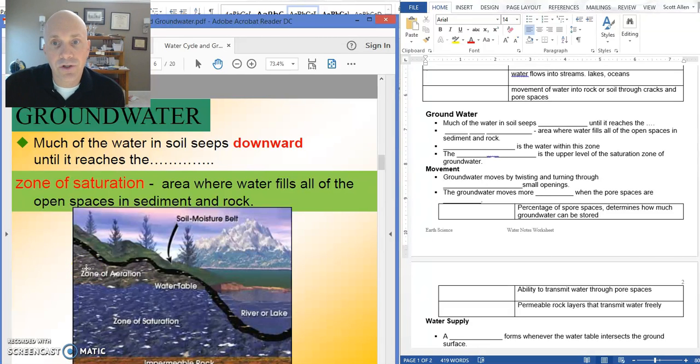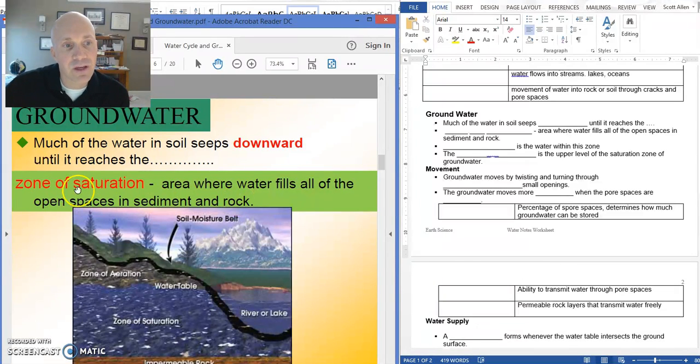Okay, so we talked earlier about precipitation. So where does that precipitation go? Water that falls on the ground, much of it seeps into the soil, and the water in that soil seeps downward. The water flows in between all the dirt particles, and eventually reaches what we call the zone of saturation, which is an area where water fills all of the open spaces in the sediment and rock.